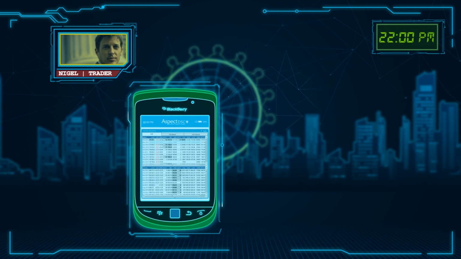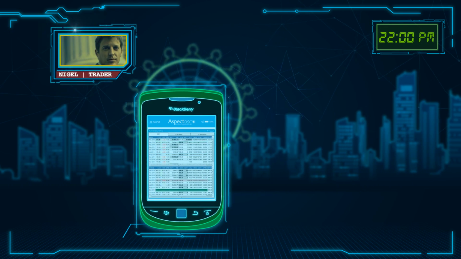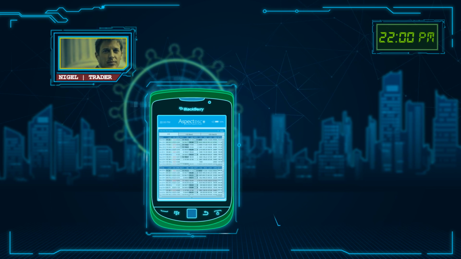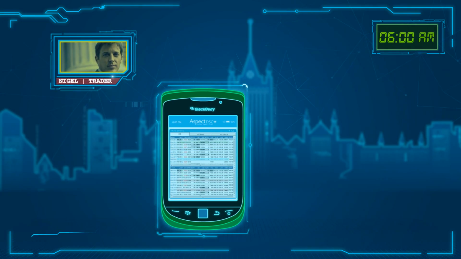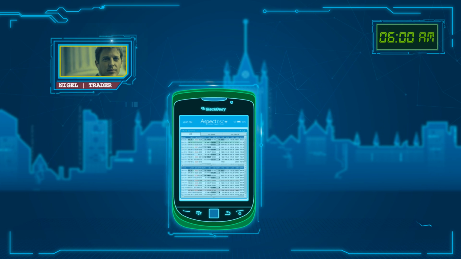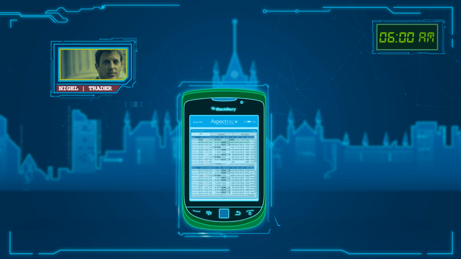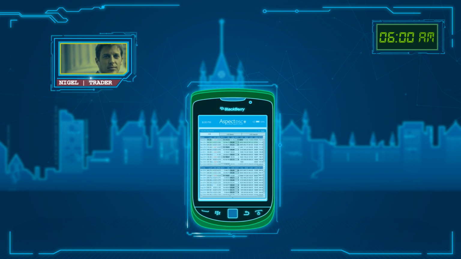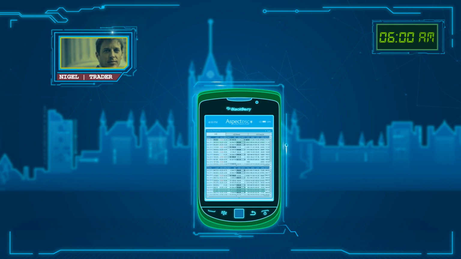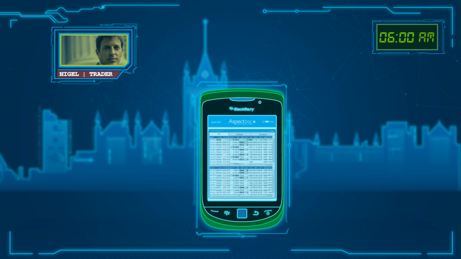Nigel browses his Aspect DSC futures screen on BlackBerry to check market levels before calling it a night. Waking up, Nigel checks his futures screen and phones his broker in Singapore to take advantage of a price drop overnight. He lifts part of today's hedge to lock in his profit.